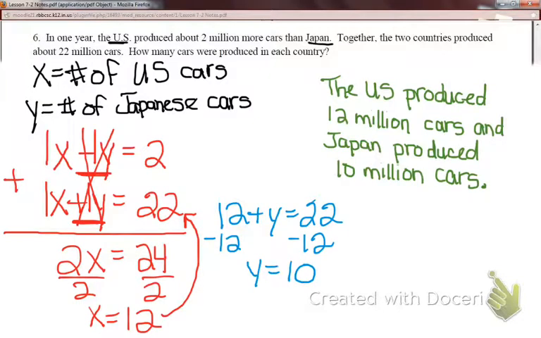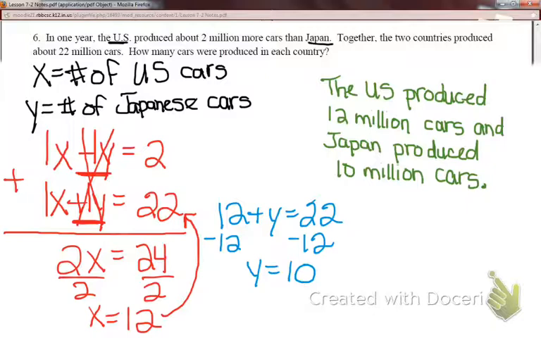Okay, so I just wrote the U.S. produced 12 million cars and Japan produced 10 million cars. Notice I brought the million back in. If I left it out, that wouldn't really make sense to say that the U.S. only produced 12 cars and Japan only produced 10 cars in a year. That definitely doesn't make sense.